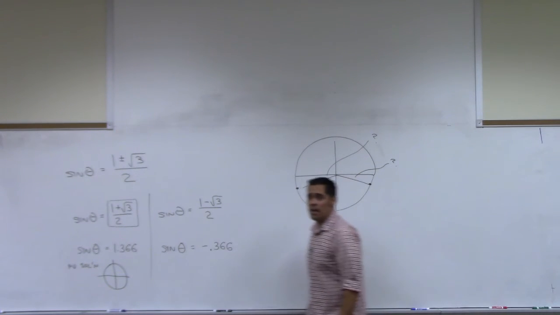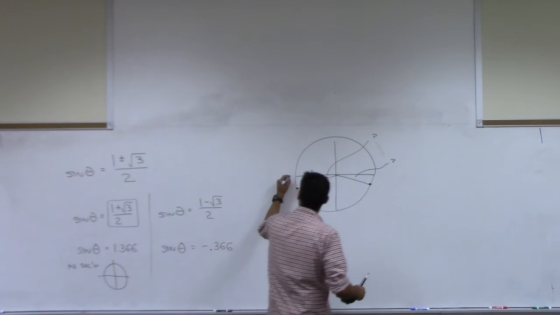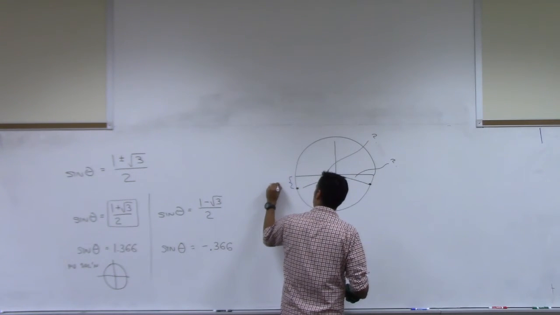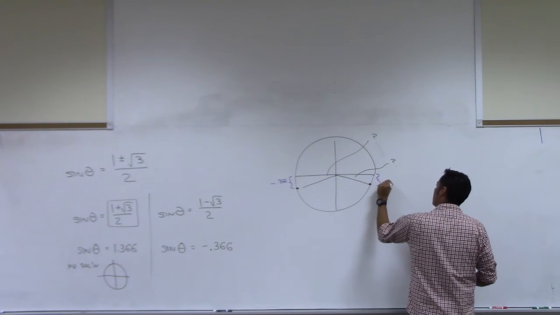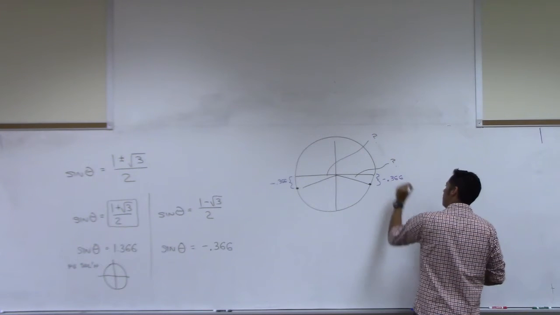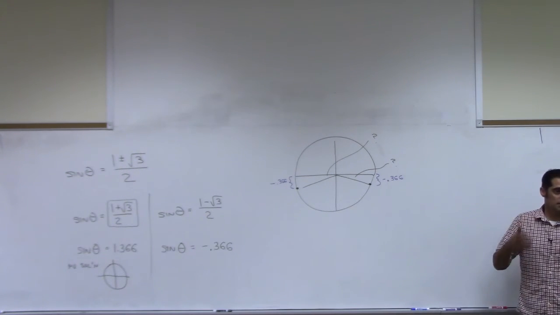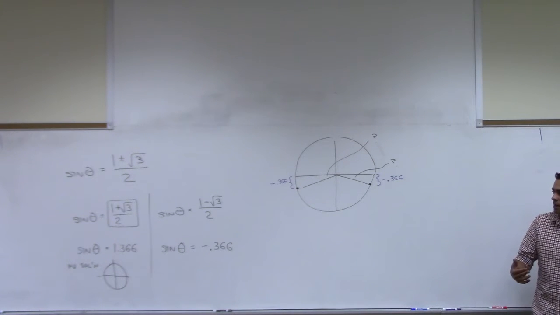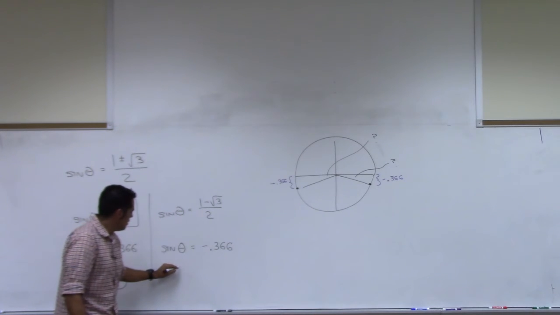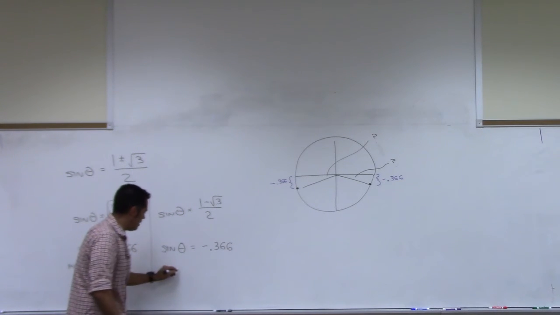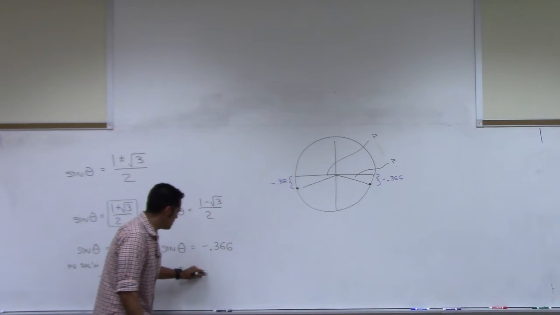Now, do we know what these angles are? They're not one of our common angles, right? This has a y coordinate of negative 0.366. This has a y coordinate of negative 0.366. You following me? Okay. Now, on your calculator, I would like for us to do this. If we want to know what theta is, we will take arc sine on both sides. So take arc sine of this side and arc sine of this side.